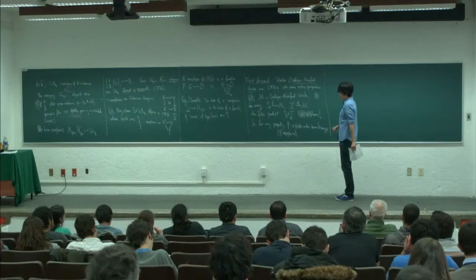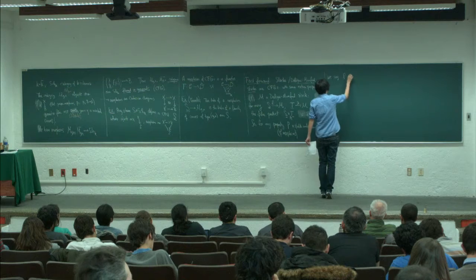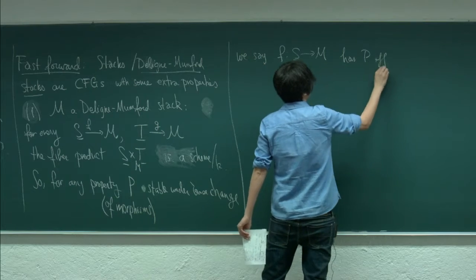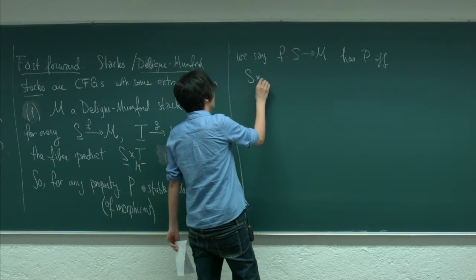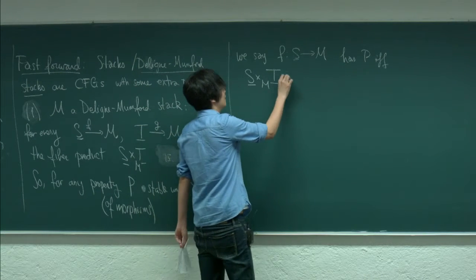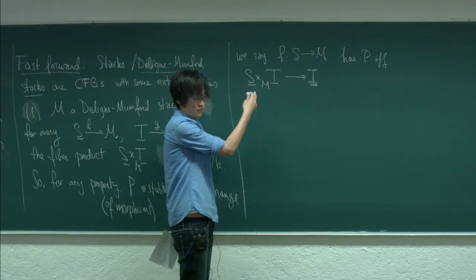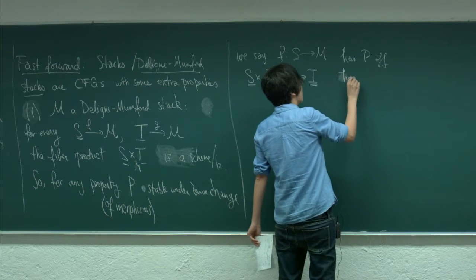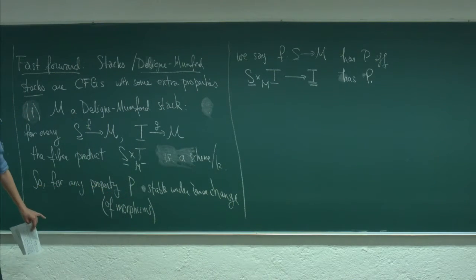If M is a Deligne-Mumford stack, then we'll simply say that F from S to M, where S is a scheme, has property P if whenever you pull it back to the fiber product, this morphism, which is an actual morphism of schemes from S cross T over M to T, is a morphism with property P.